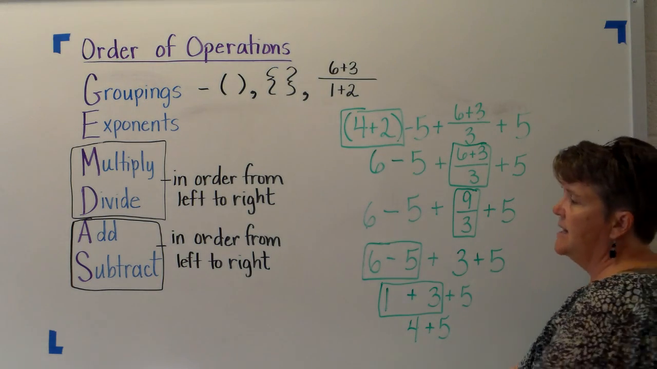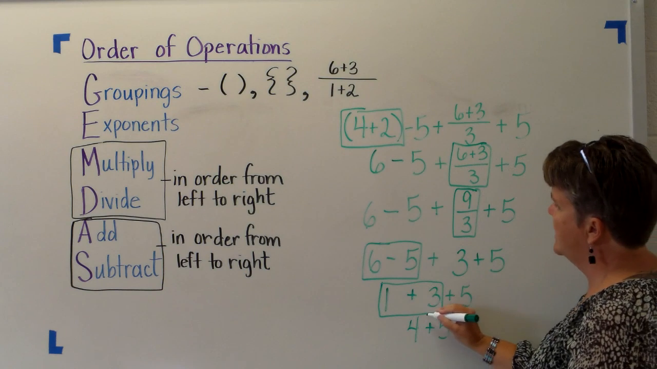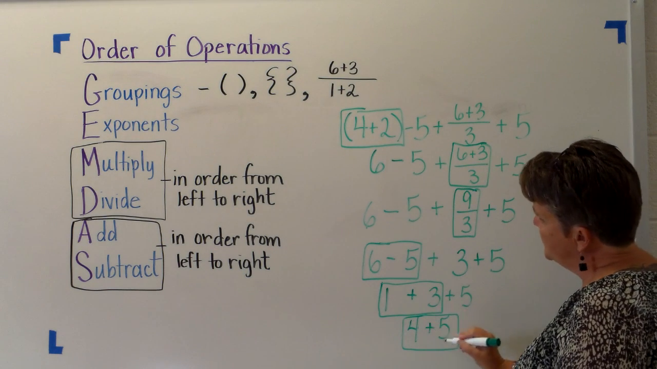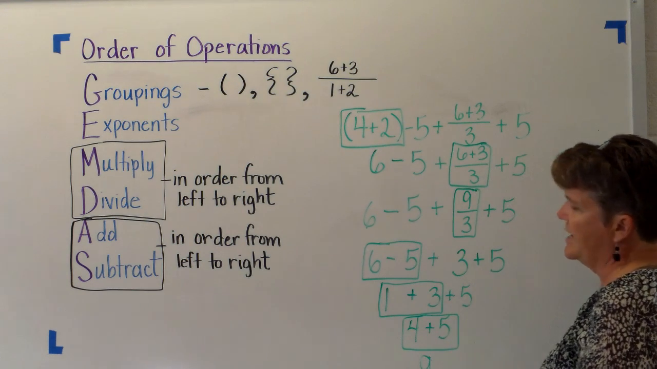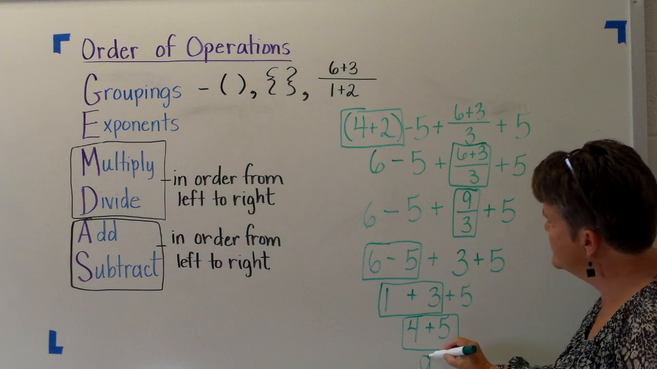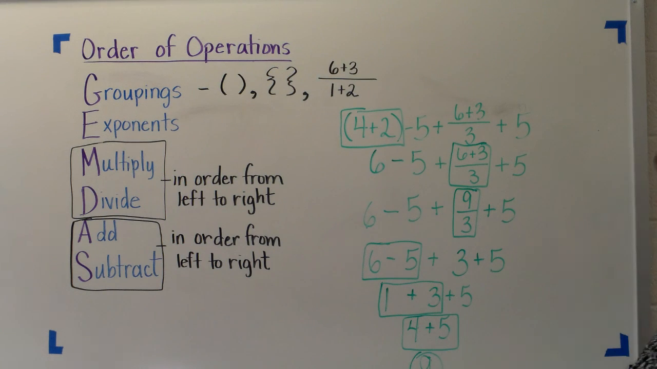The problem's still not done. I still have addition and subtraction to take care of. I put a box around my addition problem. 4 plus 5 is 9. No more work to do. The problem is finished. The answer is 9.